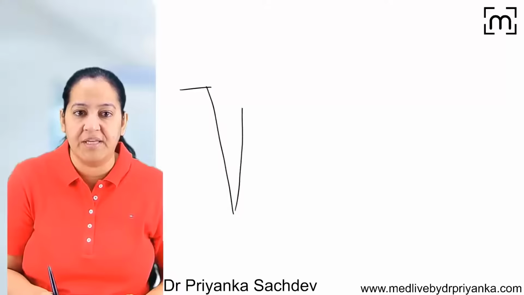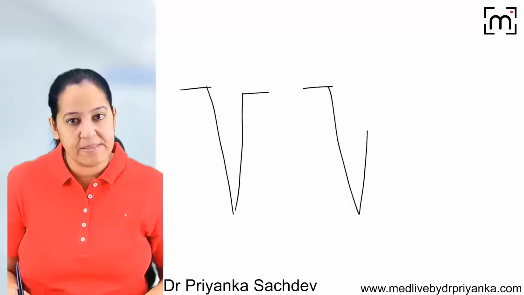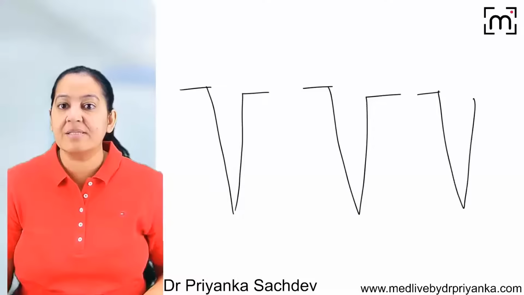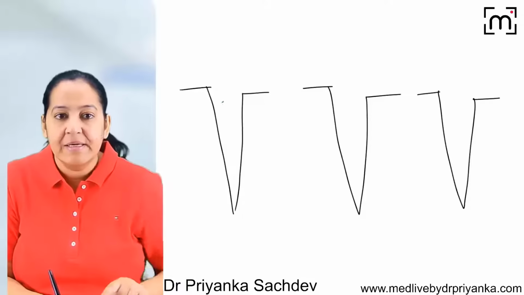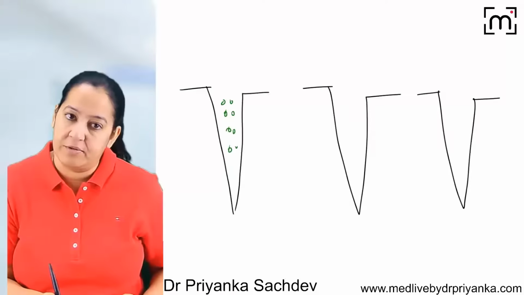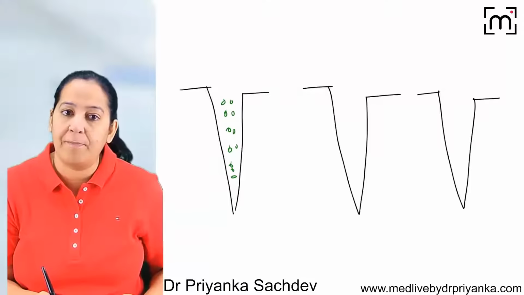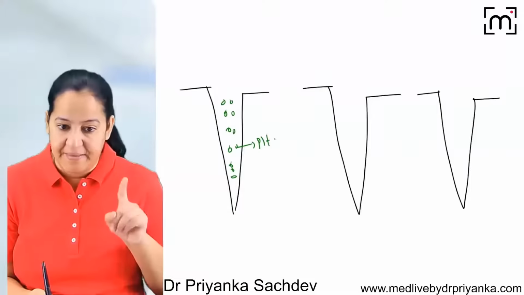So I hope you got it. As soon as we have the injury, this is the gap. So what happens? First, clot formation takes place. First from the blood vessels, platelets are coming, forming the primary clot. This is all platelets I am drawing. They form the primary clot.